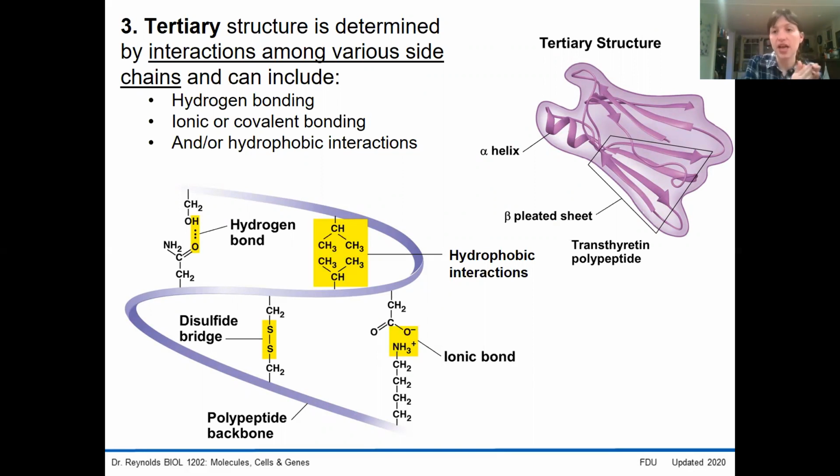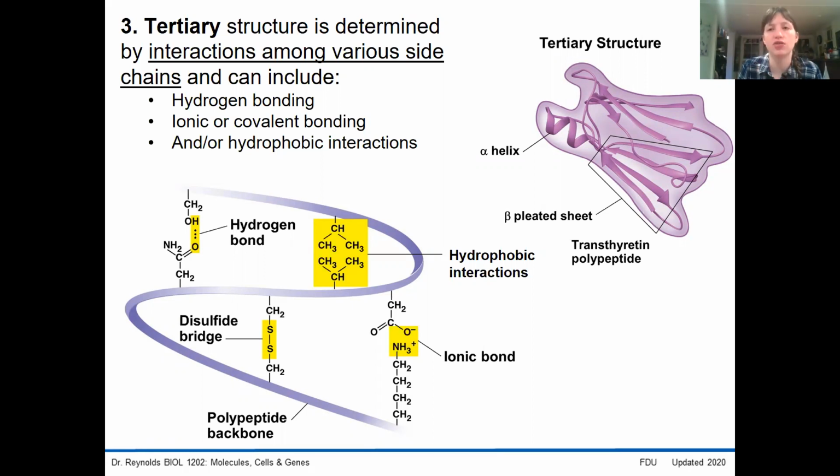So the type of structure in primary structure was very defined and there was only one component: a peptide bond, a covalent bond from one carboxyl to one amino group. The secondary structure is a little bit more diverse, and we get hydrogen bonding between non-adjacent amino acids of the backbone. We get alpha helices or beta sheets.